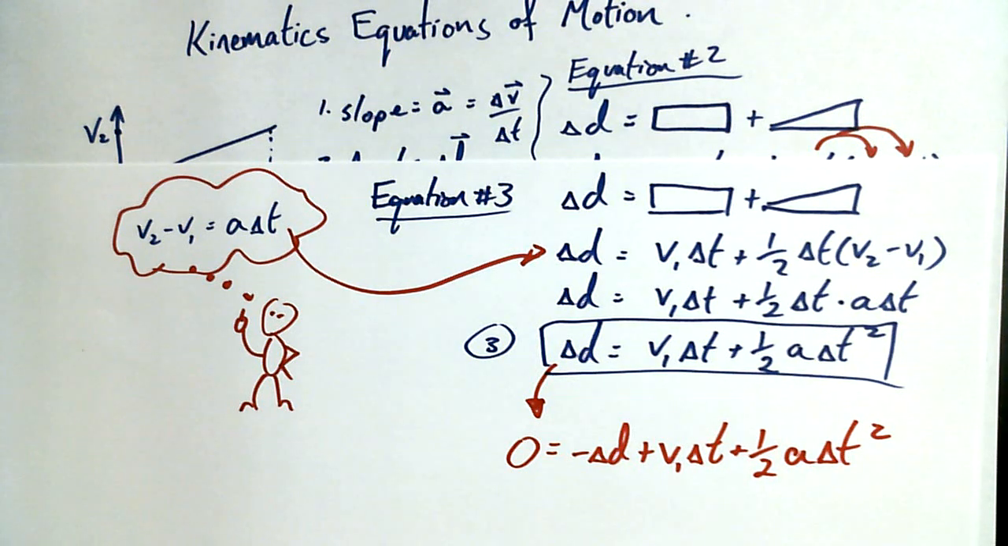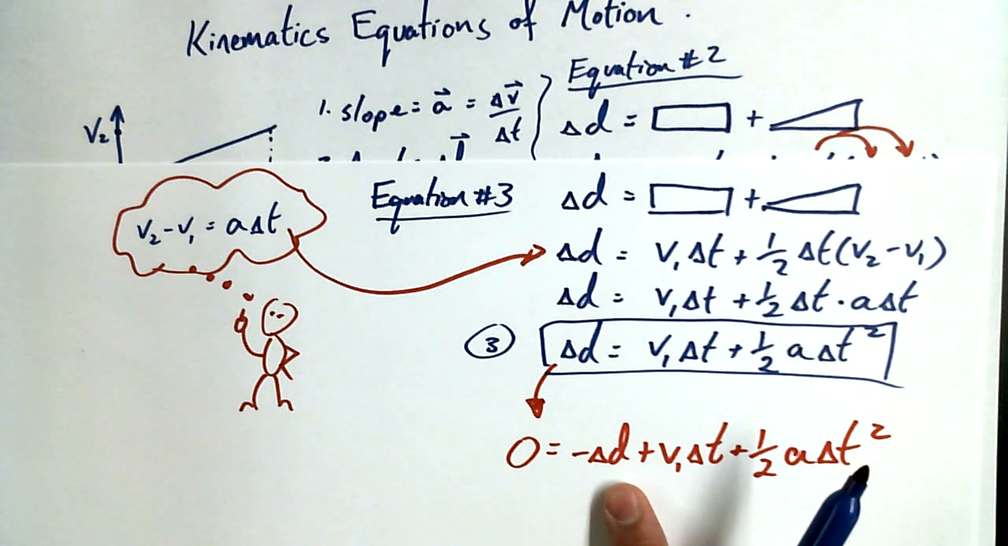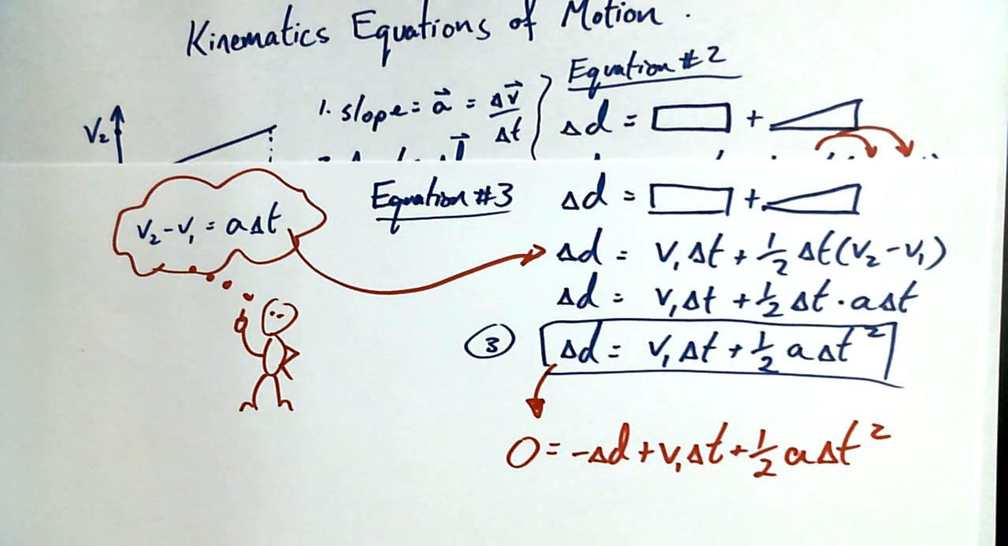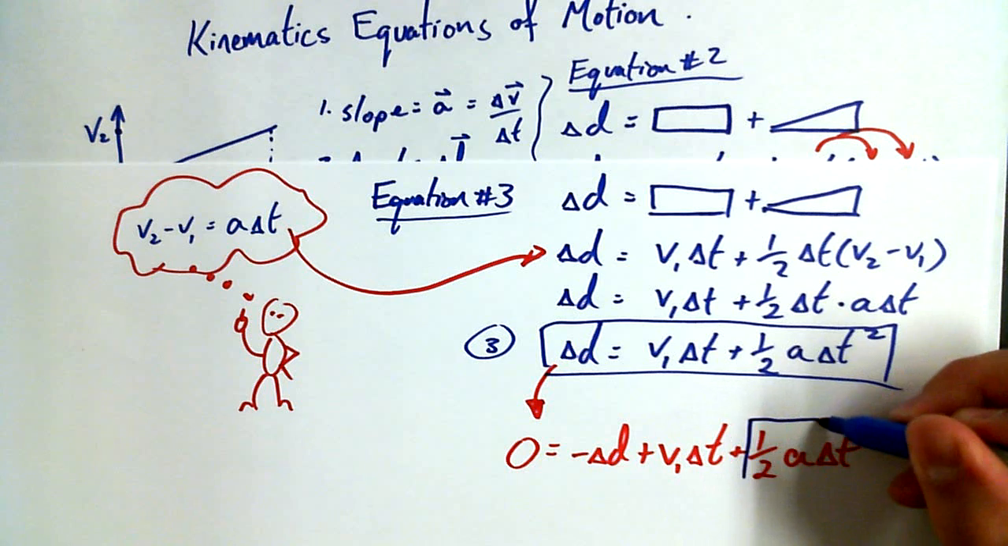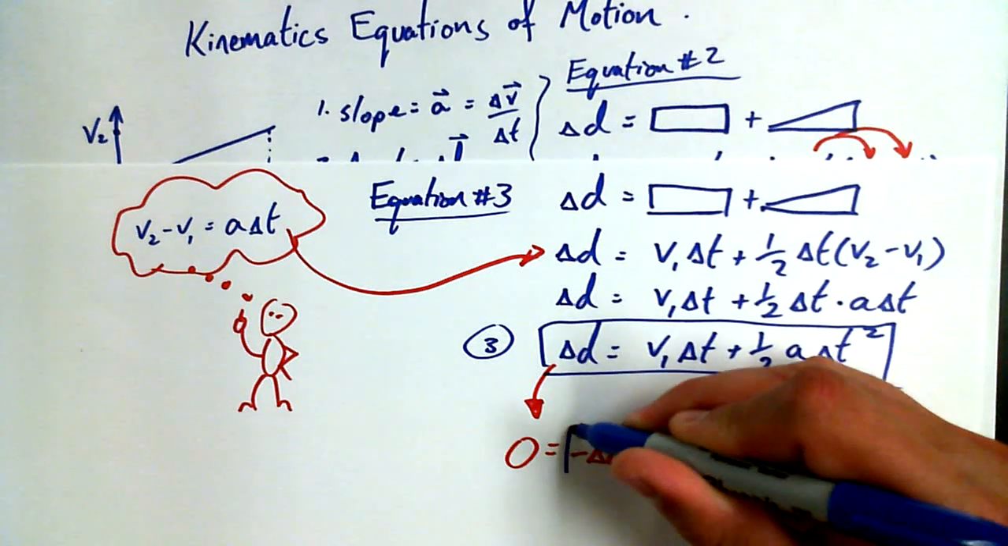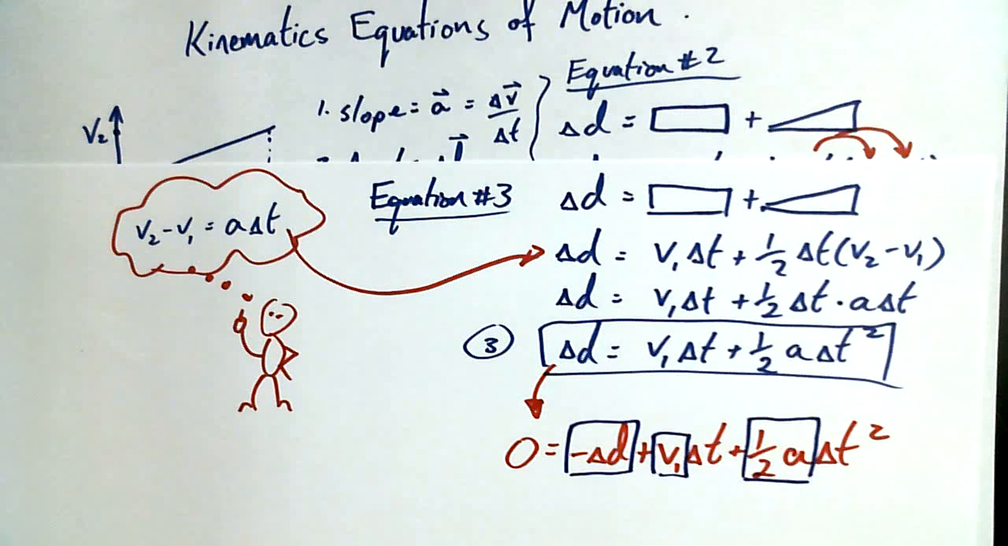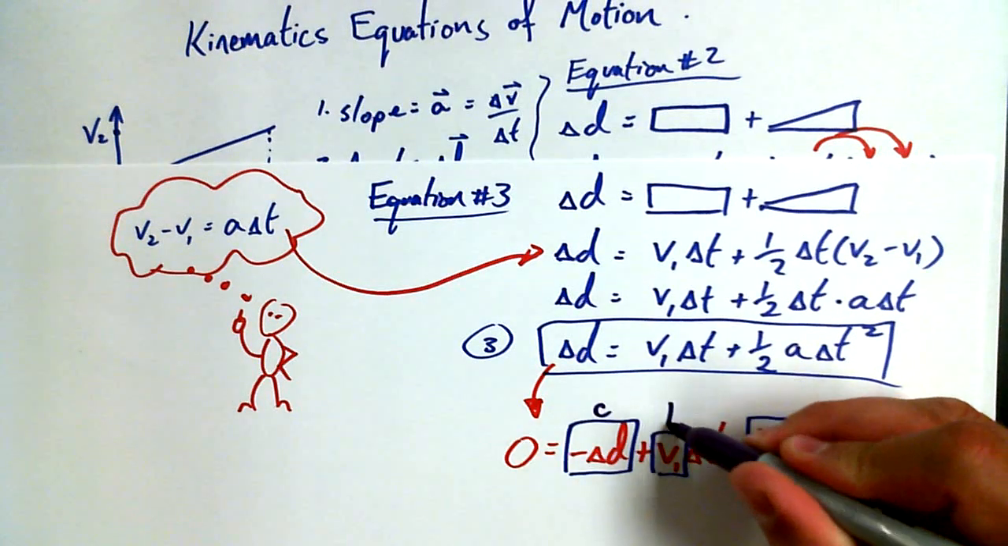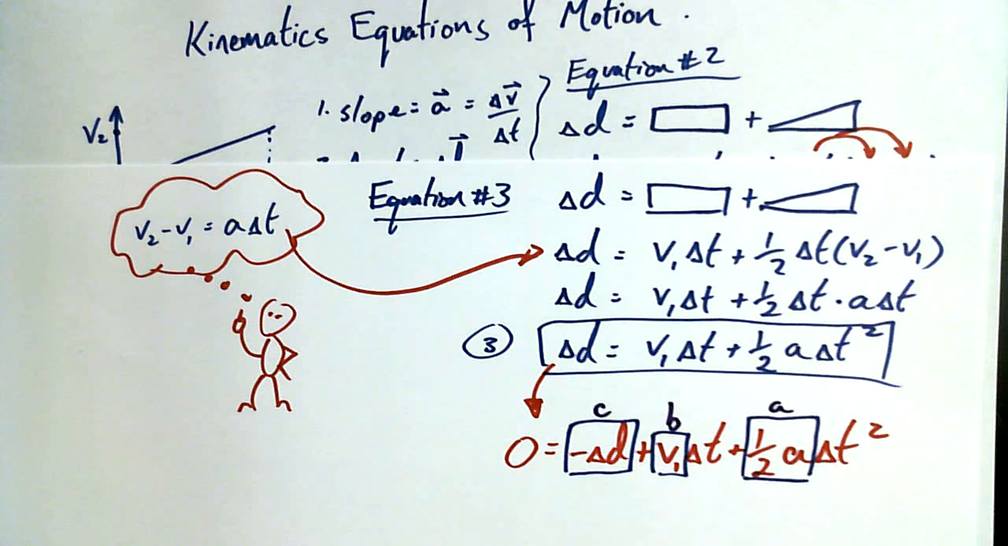And I said, hey look, there's a T squared on that one, and there's a T on that one, and there's no T at all on that one. Think about what I'm saying here. I could put a box around that 1/2 A, and I could put a box around that V1, and I could put a box around the negative delta D value. And if I came along and said, I want to rename what's in each of these boxes as A, B, and C.